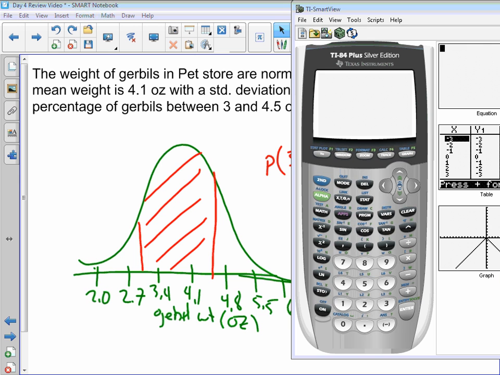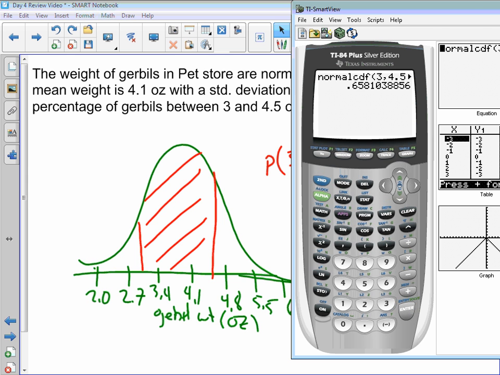So then what we want to do is take out our calculator and go to the distributions. And we're going to do normal cumulative density frequency. Our lower limit is 3. Our upper limit is 4.5, right? The gerbils between 3 ounces and 4.5 ounces. Our mean is 4.1 ounces. Our standard deviation is 0.7 ounces. And then we just paste and calculate.